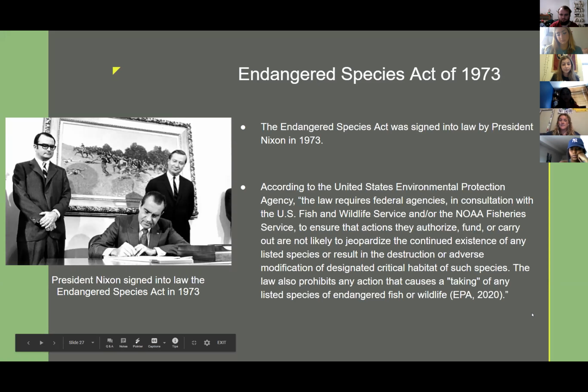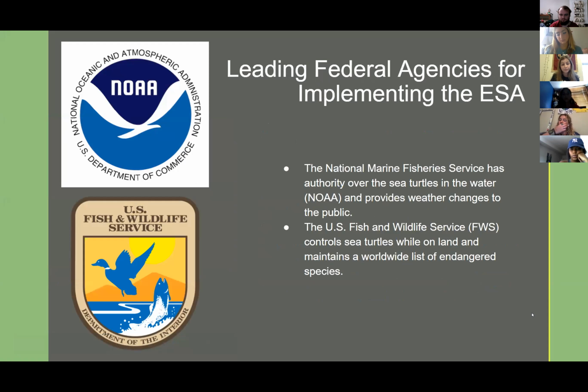Next slide, please. So there are 2 federal agencies that are responsible for implementing the Endangered Species Act. The National Marine Fisheries Service has authority over the sea turtles in the water, and the U.S. Fish and Wildlife Service controls sea turtles while they're on land. And they also maintain a worldwide list of endangered species.